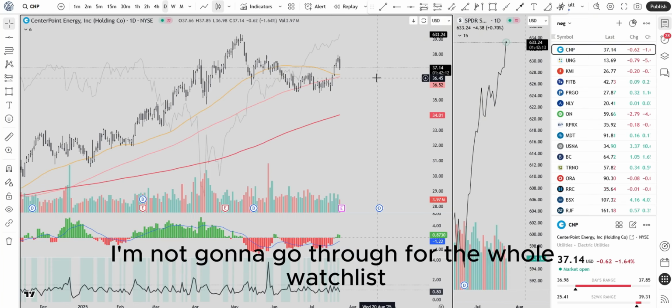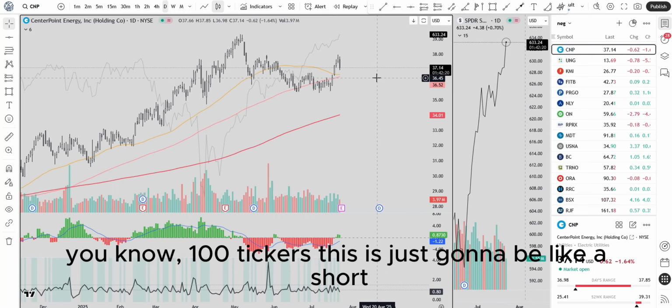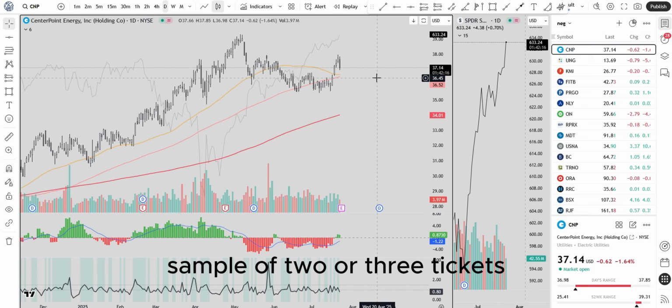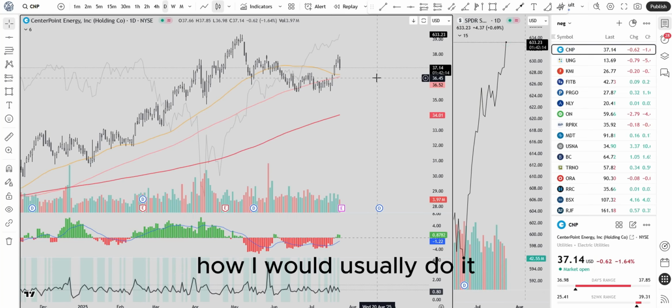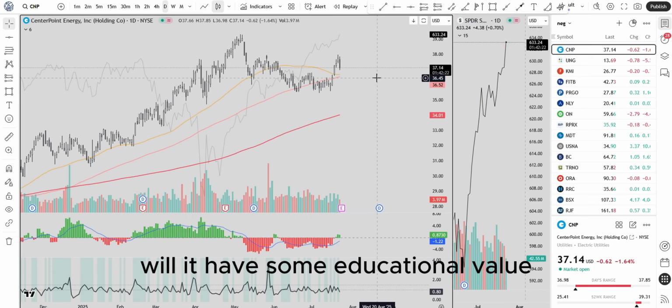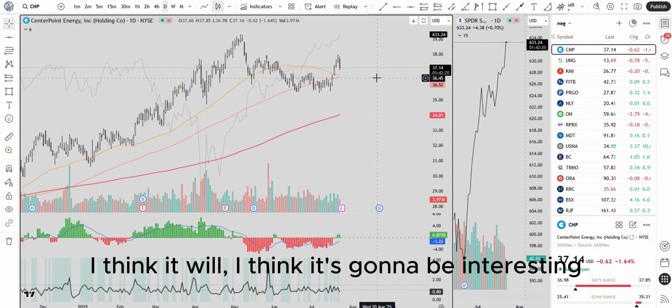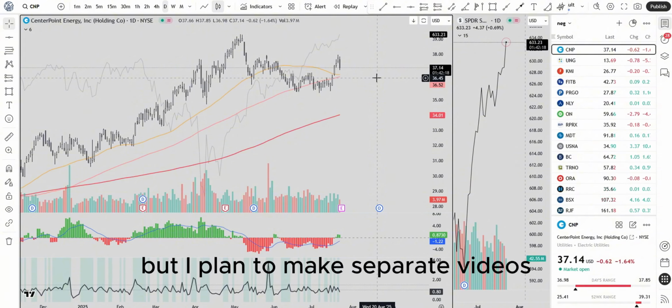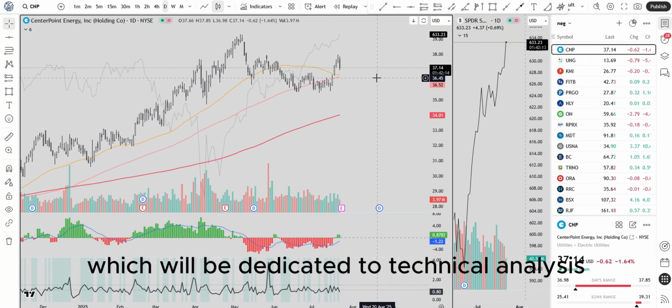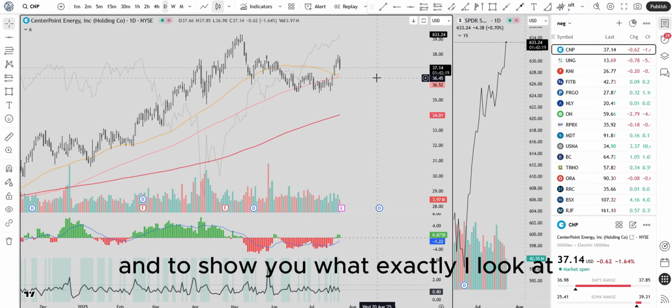Second, I'm not going to go through the whole watch list since it has like 100 tickers. This is just going to be a short sample of 2 or 3 tickers, how I would usually do it. Will it have some educational value for some of you guys? I think it will. I think it's going to be interesting, but I plan to make separate videos which will be dedicated to technical analysis and to show you what exactly I look at.